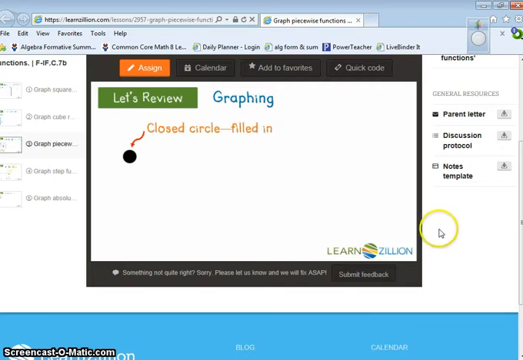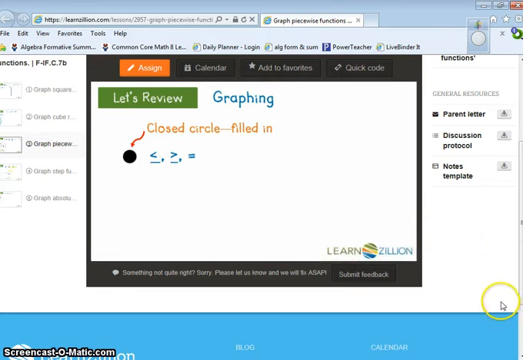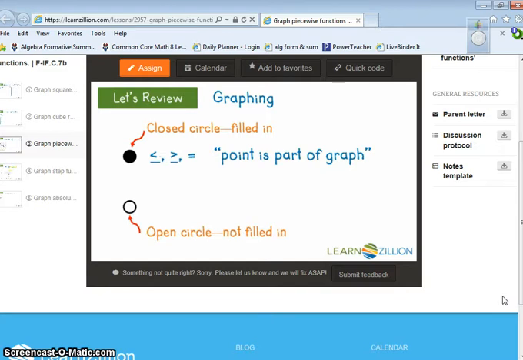A closed circle is filled in. You will use it if you have less than or equal to, greater than or equal to, or an equal to. Basically, it has to have the bar underneath the inequality sign. When you have a closed circle, that means that the point is part of the graph. You can also have an open circle that is not filled in. You use this if you have greater than or less than. And the point is not part of the graph.